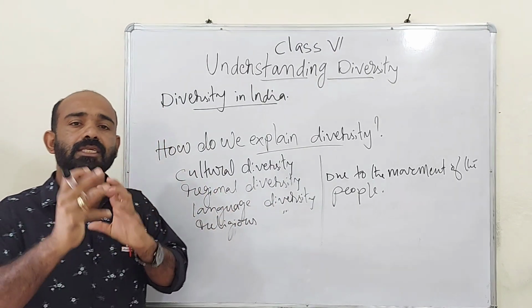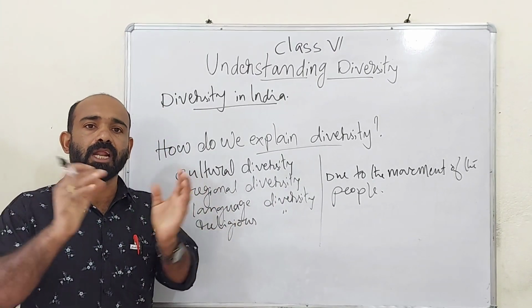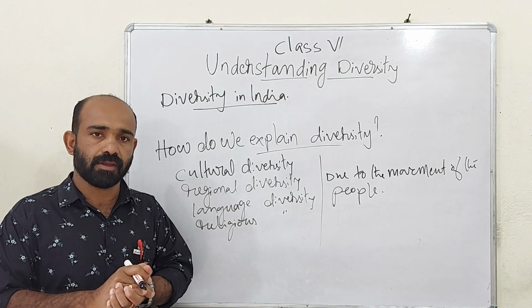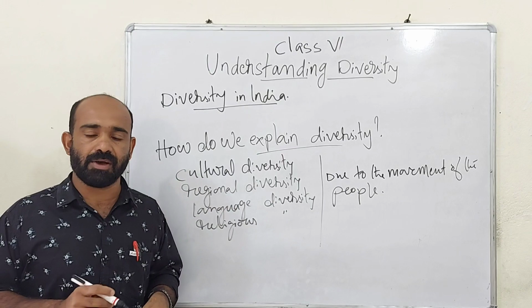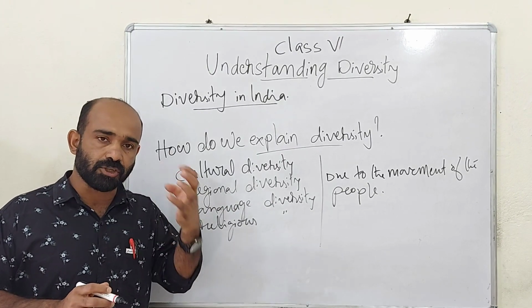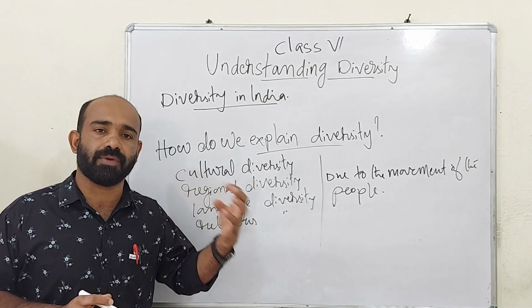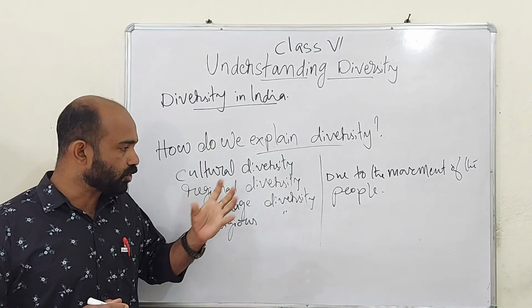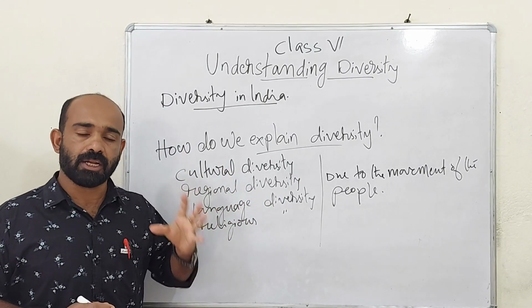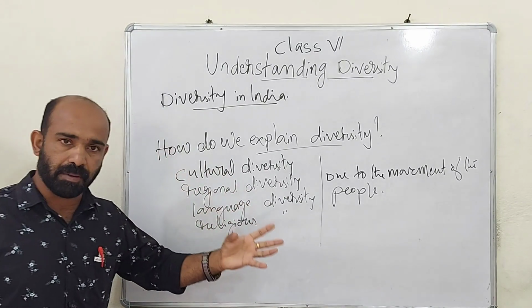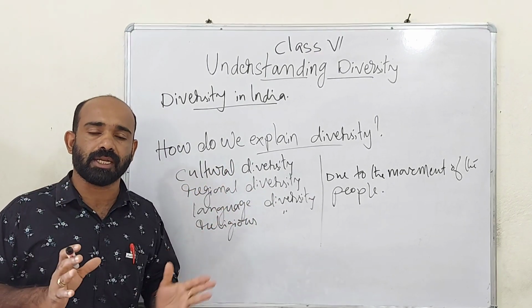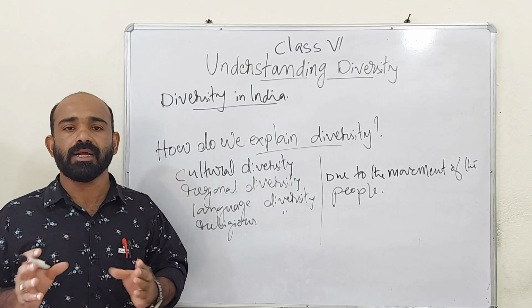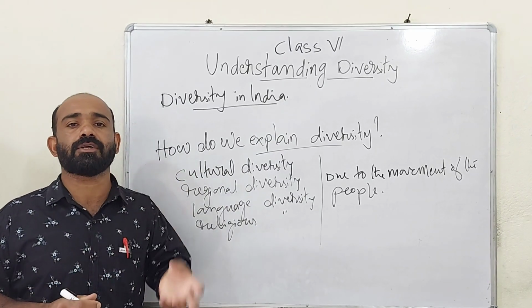There is a mixing up happening. People are getting mixed up. So when people are getting mixed up, a mixed society is formed. A mixed society means a society of different languages people, a society of different religious people, a society of different cultural people, a society of different regional people. So such kind of society is a diverse society, or such category of people are called diverse people.